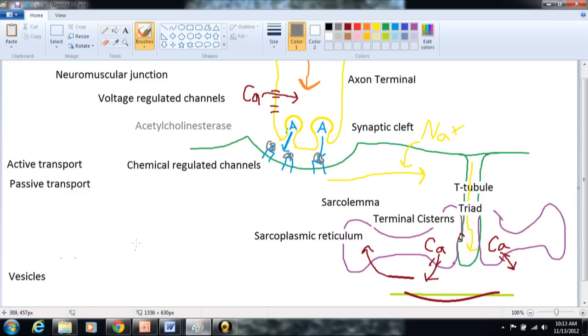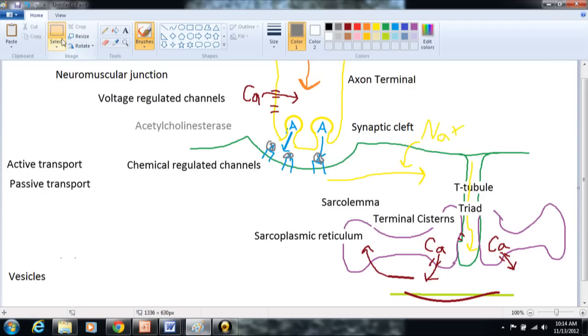And that's it. So these are all the steps. You can identify active transport and passive transport within there. You can identify voltage regulated channels and chemical regulated channels within there. You can identify all the different pieces. And altogether, this is called the neuromuscular junction.